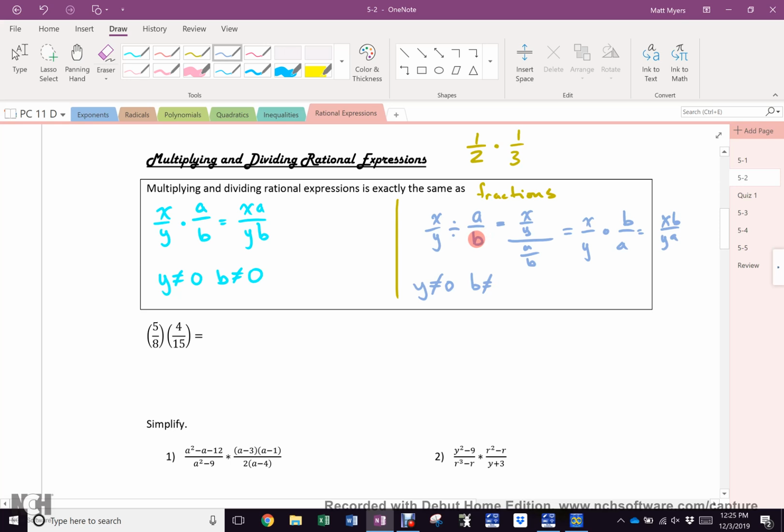Is that allowed to ever be 0? No. It does switch, which means a also cannot be 0 because a ends up in the denominator. Over here, is a allowed to be 0? Yes, because it never moves.